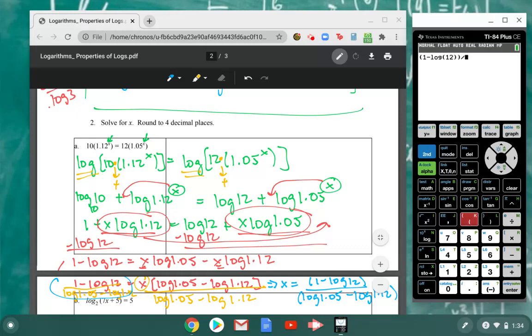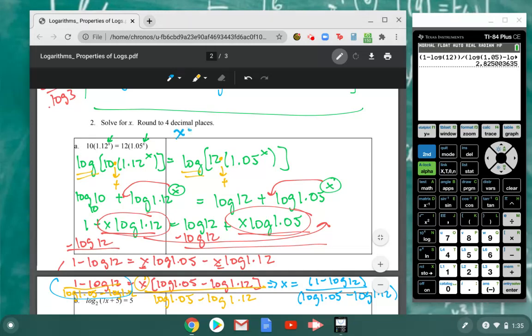Divided by parenthesis for your denominator. Here's where I was going wrong. Log of 1.05. I'm going to close this logarithm. Minus log 1.12. Close the logarithm, close the denominator, equals 2.8, and we want 4 decimal places. So 2.8250. So let's go ahead and write our answer right here.